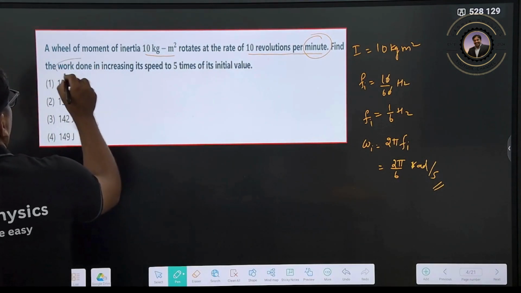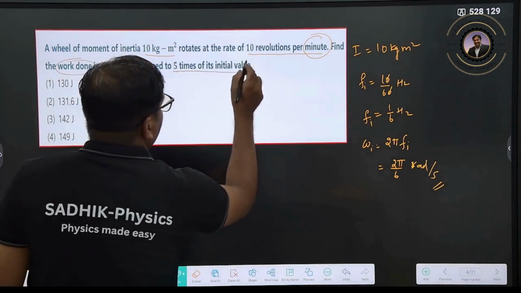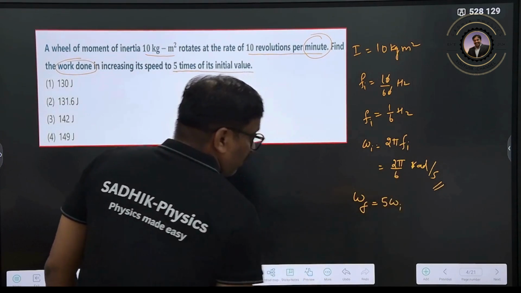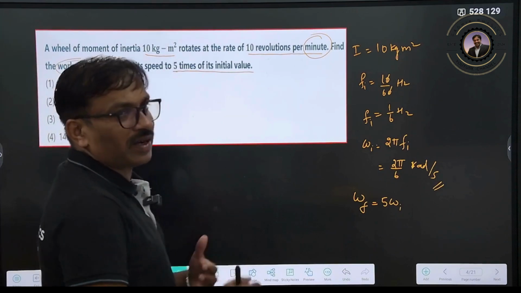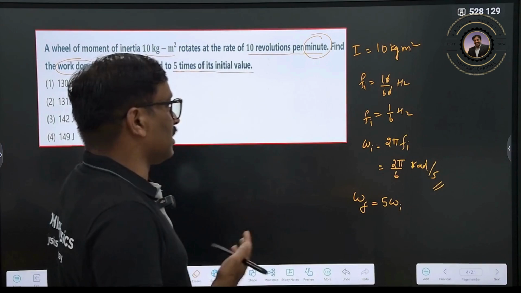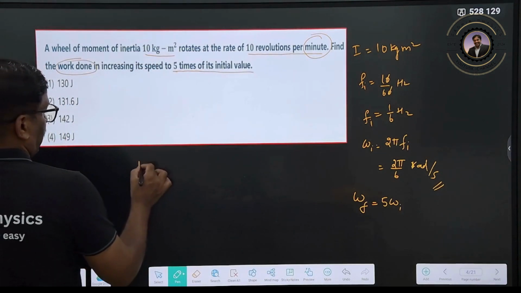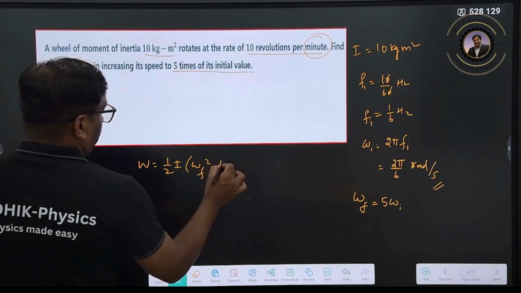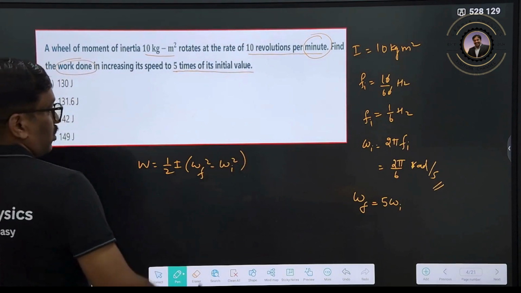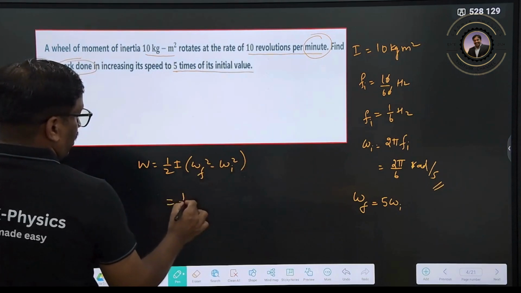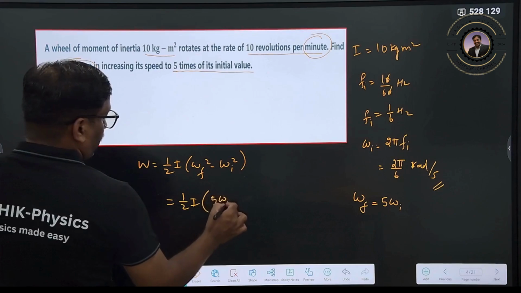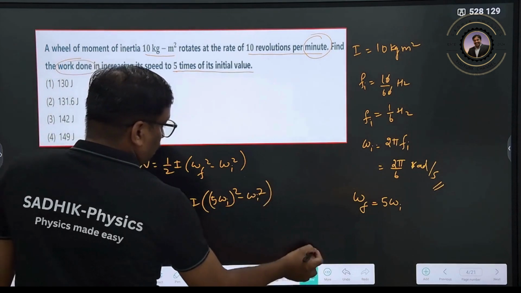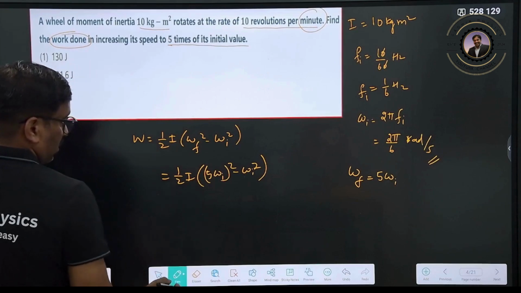What we have to calculate is the work done in increasing its speed to 5 times its initial value. That means omega final will be 5 times your initial value. Now the work done by all the forces, all the torques, is nothing but the change in kinetic energy. So what can you write now? Work done is final kinetic energy minus initial, half I omega final square minus omega initial square. Clear? So omega final is 5 times this: 1 by 2 I, 5 omega initial whole square minus omega initial whole square.